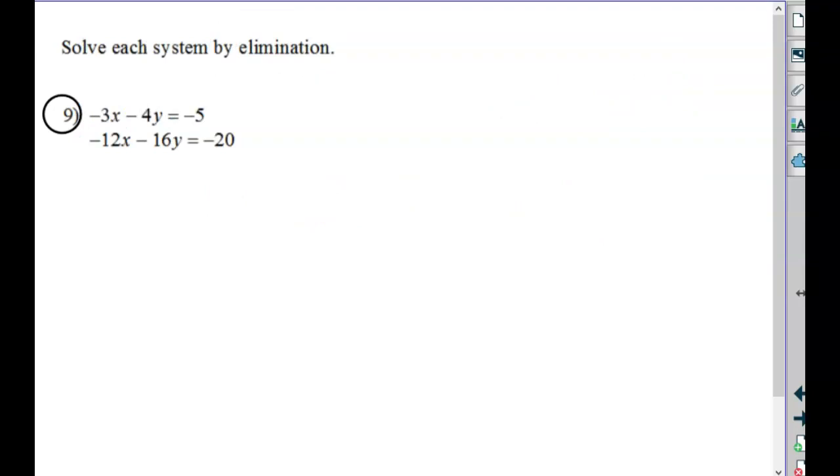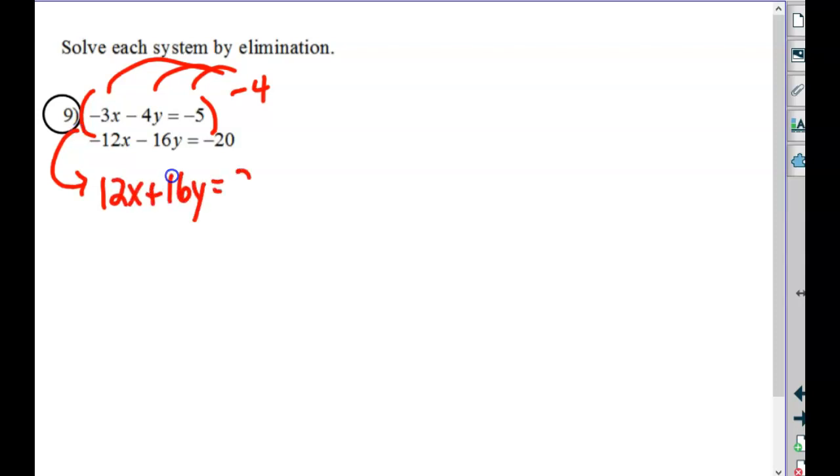But this is not as easy as that. Starting with number 9, I have to do what to make these come out 0, or the y's? Multiply through by what? If I multiply through by a 4, I'll have -12, -16, and -20. If I go all the way through by a -4 on both sides and rewrite it underneath here, I get 12x plus 16y equals 20.